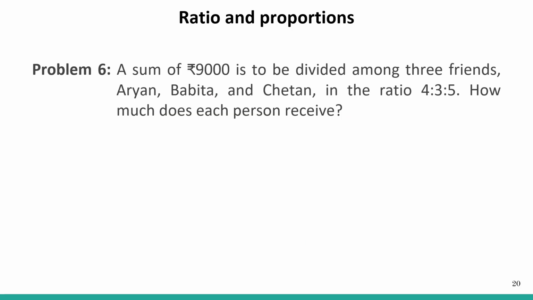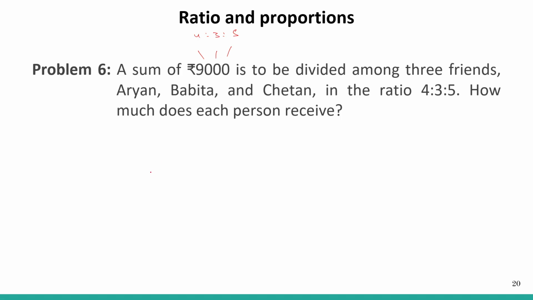A sum of 9,000 is to be divided among 3 friends, Aryan, Babita and Chetan, in the ratio 4:3:5. How much does each person receive? Problem number 6 gives us a similar kind of question like problem number 5. We have a sum of 9,000 to be divided among 3 friends, and their ratio is 4:3:5.